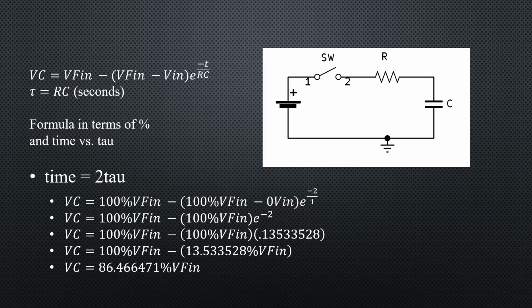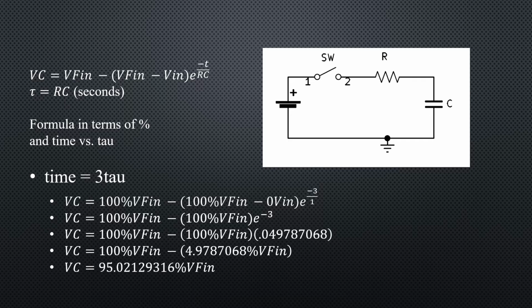So this slide is almost identical to the previous one. The only difference is we've now increased time to 2 tau. And all the math is the same. We've just now got that e to the minus 2. And we see that VC should charge up to 86.46% of V final.